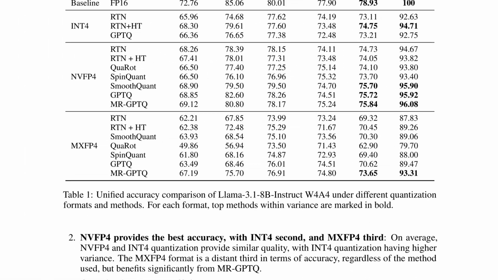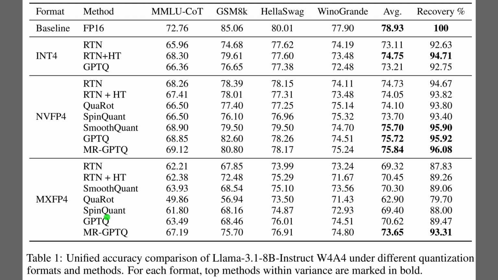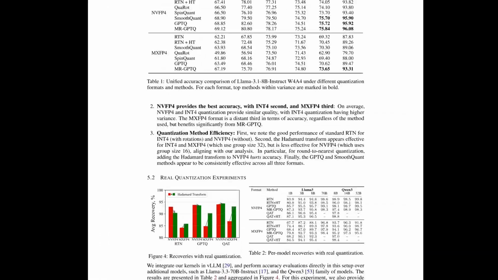So Table 1 compares W4A4 accuracy on Llama 3.1 8B Instruct across formats and methods. NVFP4 leads on average, with recovery around 96% when paired with SmoothQuant or GPTQ, which aligns with the small seed variance. INT4 comes close, but shows higher variability. MXFP4 lags, yet Micro-Rotated-GPTQ lifts it to about 93% recovery. Hadamard rotation helps the group size 32 format and hurts the group size 16 format. So Table 1 sets the rankings.